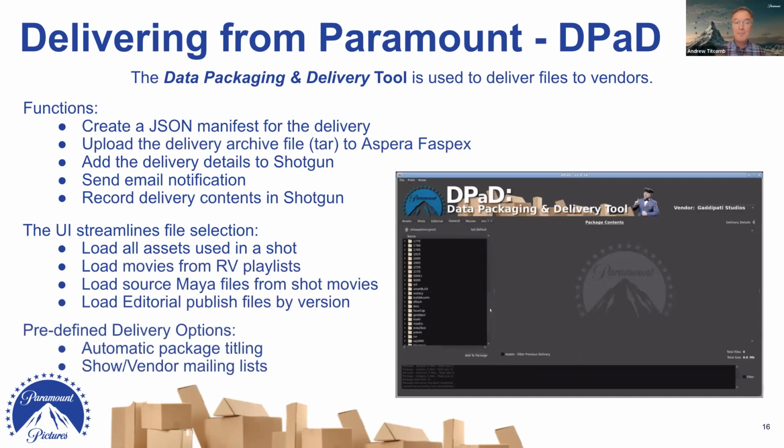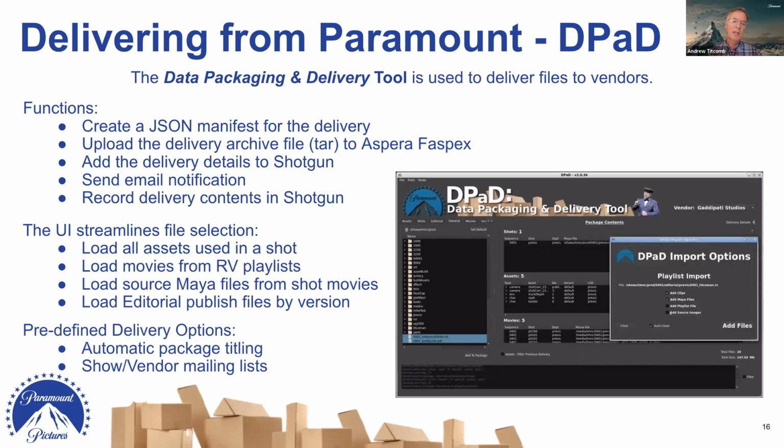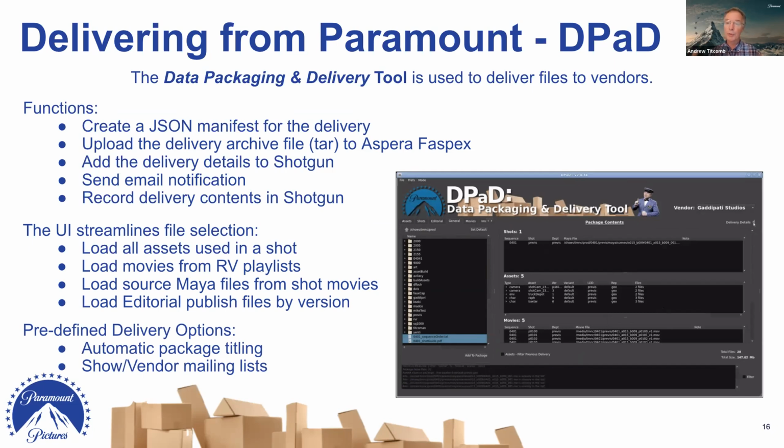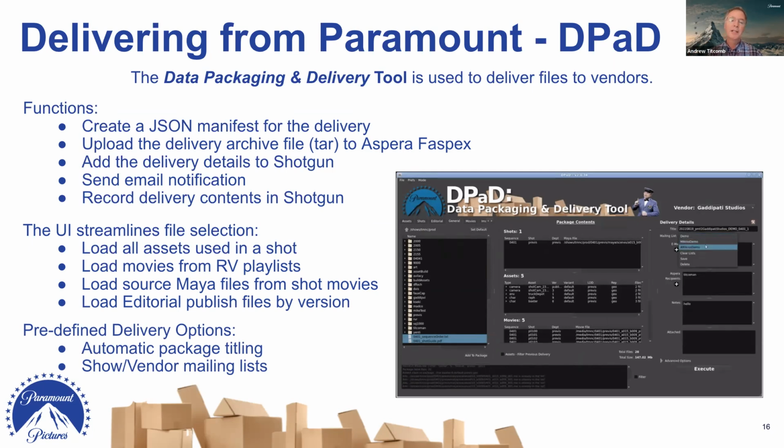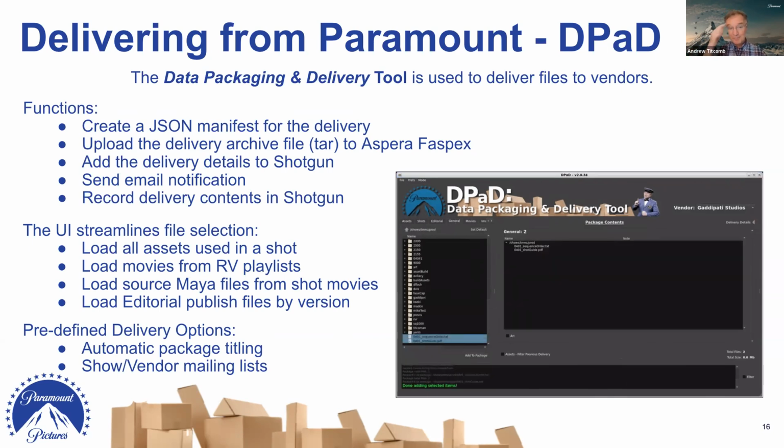The tool functions basically are: create a JSON manifest from all of the items that have been added in, package everything, including that manifest file, into a tar, and then upload that to Aspera for delivery to the receiving vendor. We add all the delivery details to Shotgun, everything about the delivery, including the contents of the delivery. We send email notifications, lots of notifications, and we record the delivery contents in Shotgun.